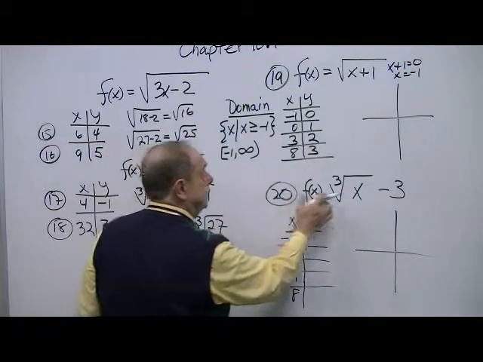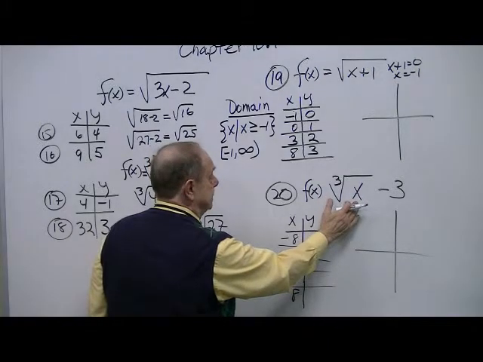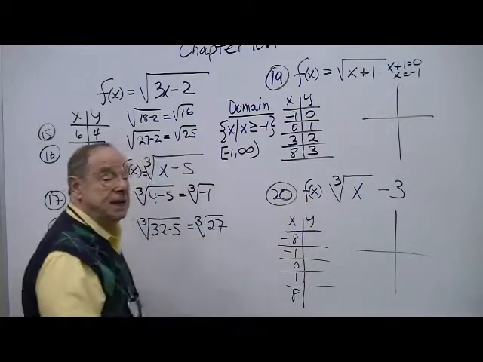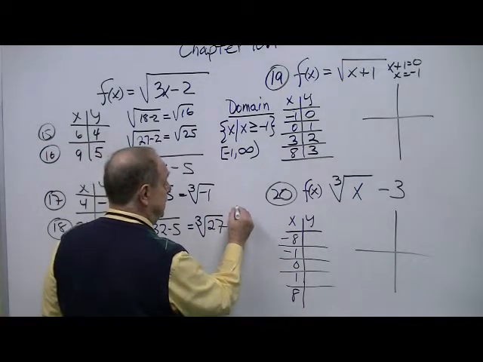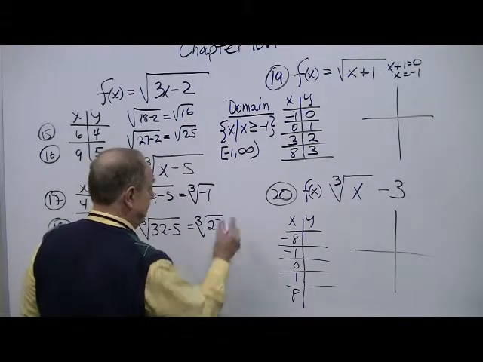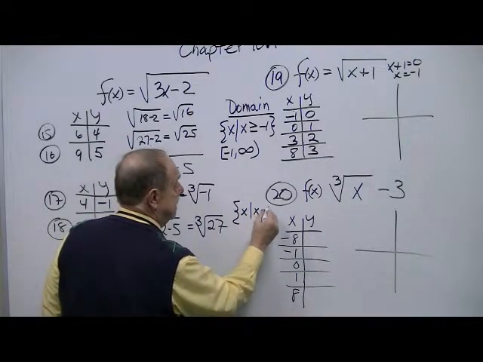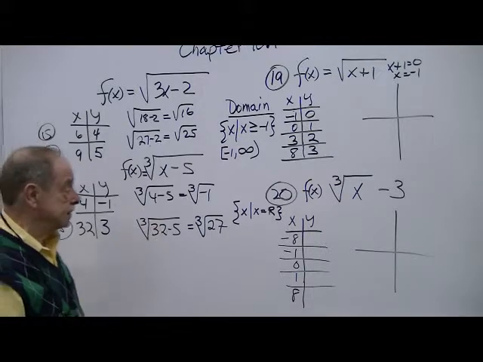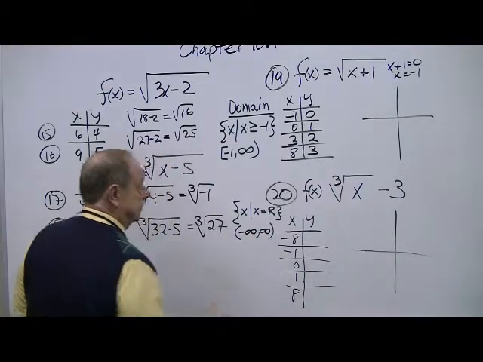For number 20, this is cubed. So they're wondering, what's the domain of x? Well, for x, since it's cubed, can they be negative numbers? Absolutely. So the domain for this one would be x is such that x is any real number. So there's no exceptions there. And interval notation will be from -infinity to positive infinity.